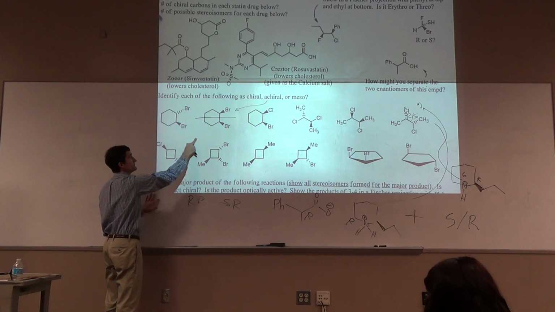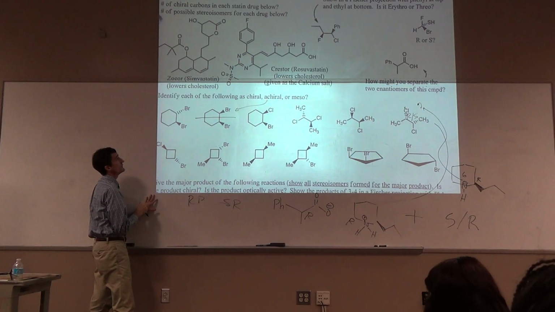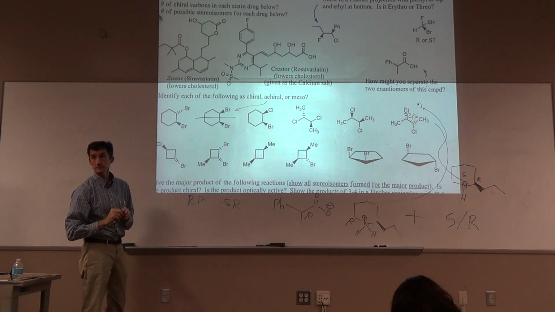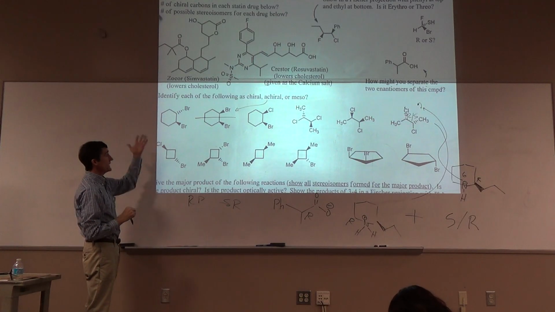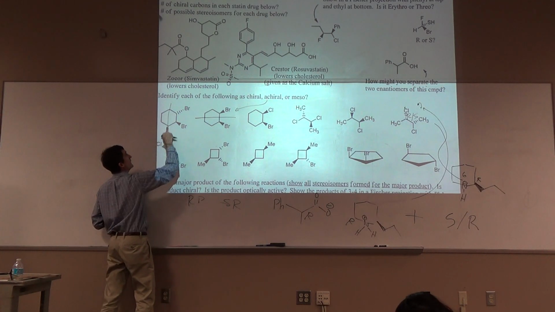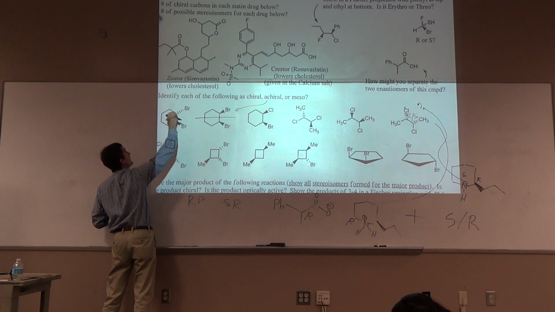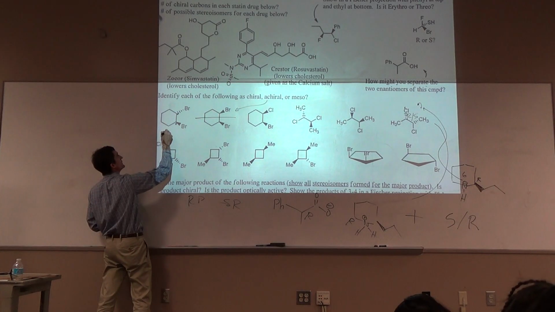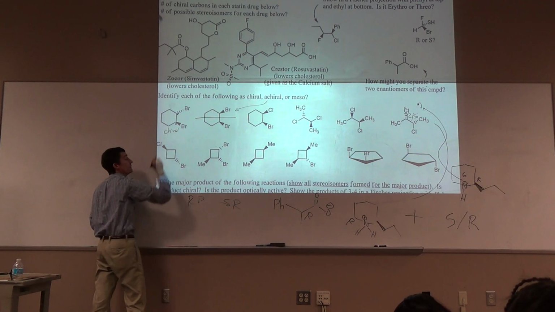Okay, let's go back over here. Does this one have that same plane of symmetry? No. Forward bromine is not being mirrored by forward bromine. There's actually no plane of symmetry there, and there's obviously not one here. Now it has two chiral carbons, no plane of symmetry. This is chiral.